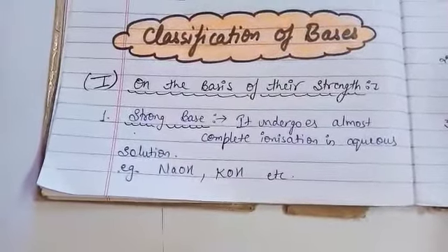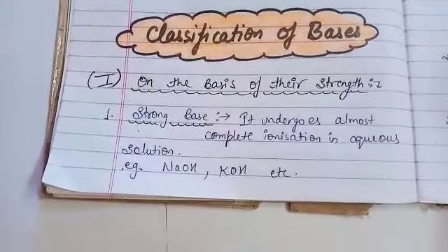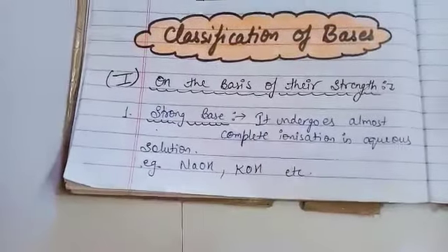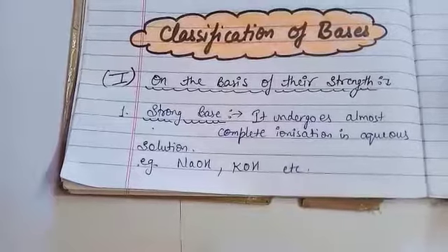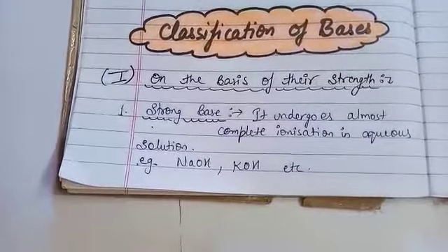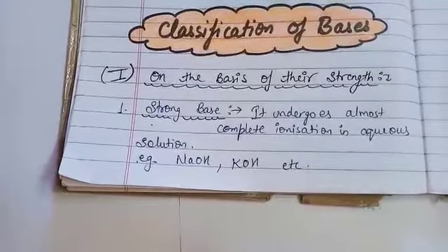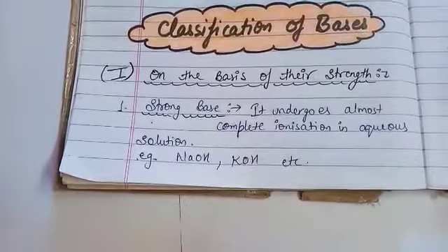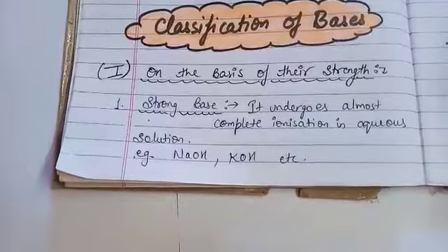Now, in the classification of bases, the first classification is on the basis of their strength. Exactly like in the case of acids, where we classified on the basis of strength into two types, a similar condition holds for bases also. So on the basis of their strength, we classify bases into two types: one is a strong base and the other is a weak base.